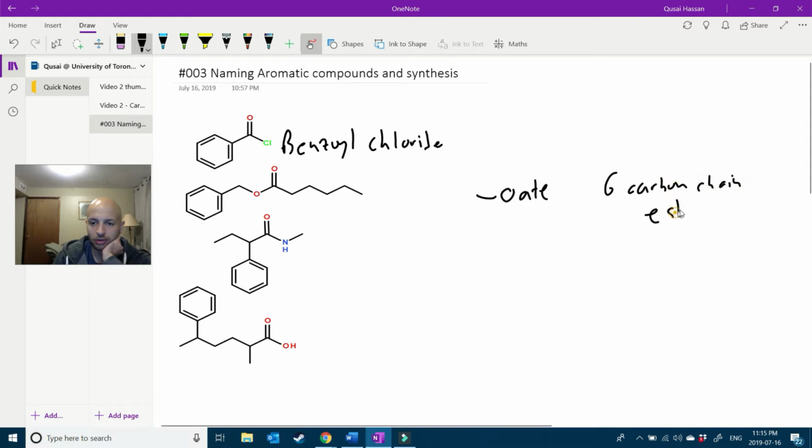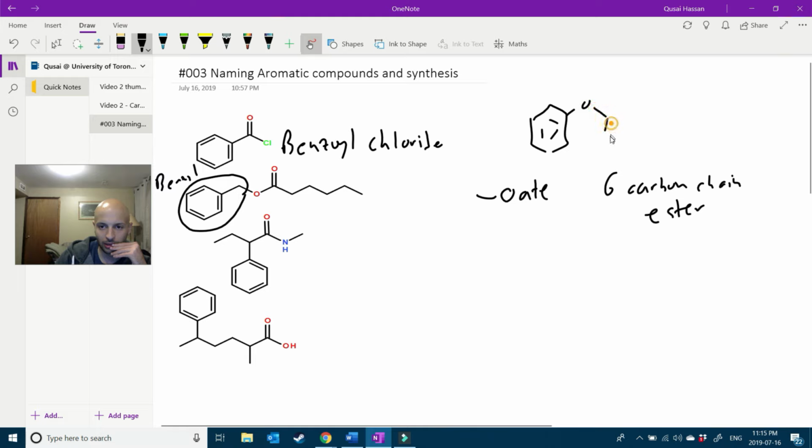We have an ester. And we have this, so this is actually where it gets kind of tricky. I remember I had some trouble with this when I was taking the course. This group, the benzene attached to the CH2, is referred to as benzyl. Now if we had this compound instead, 1, 2, 3, 4, 5, 6, because the benzene's not attached to a CH2, it's referred to as a phenyl group.